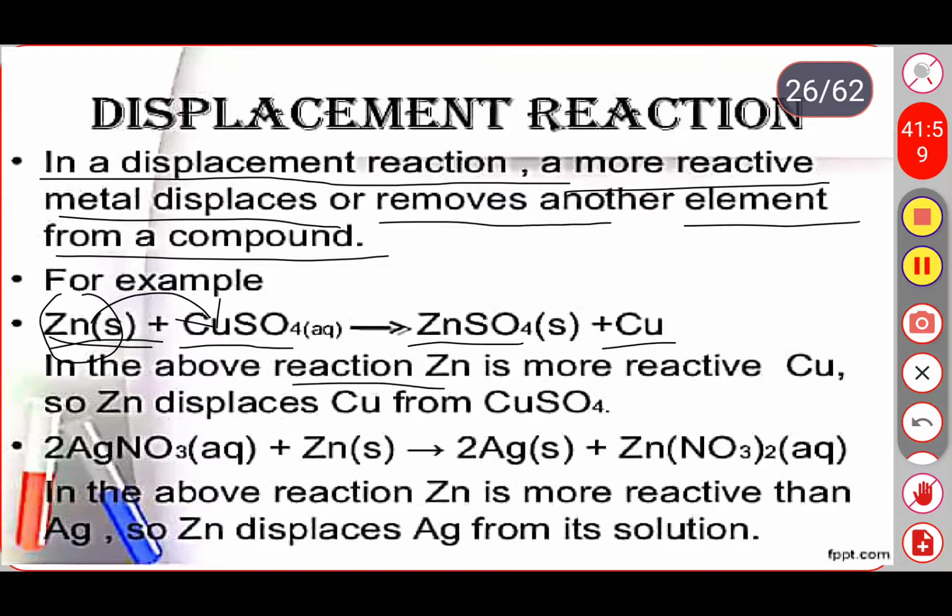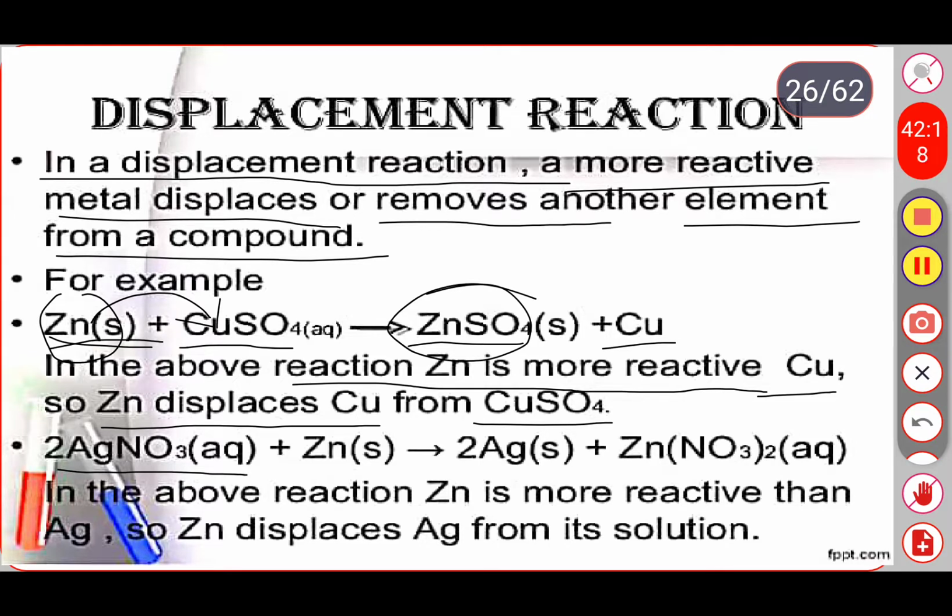Okay. Next, take one more example. Silver nitrate. When silver nitrate is combined with zinc, it forms silver and zinc nitrate. So zinc nitrate is only in the aqueous form. Okay, in this reaction also zinc is more reactive than silver. So zinc displaces silver from its solution.